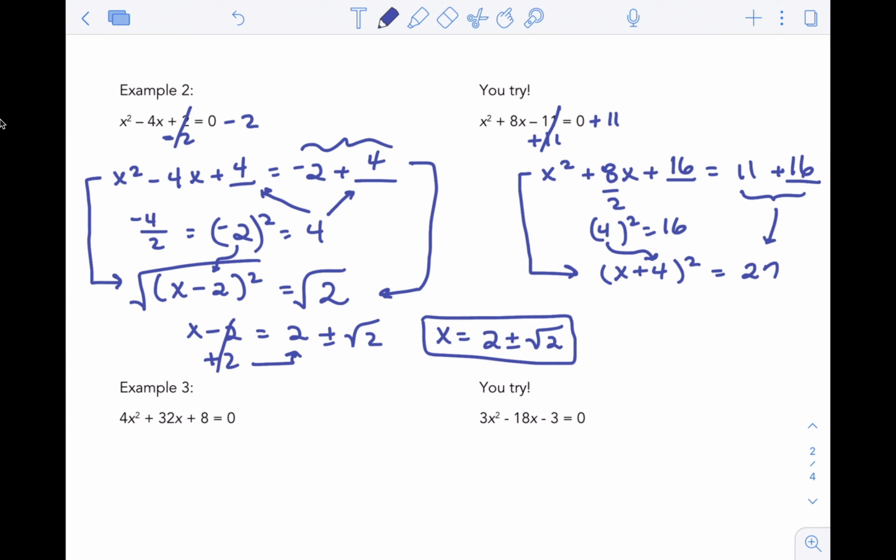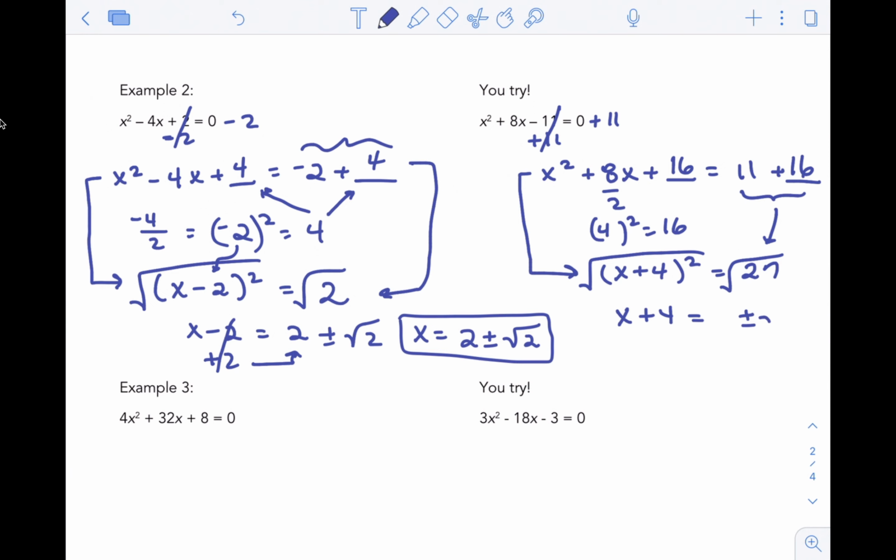We finish it by taking our square roots. I'm going to move that over a little bit. So I'm also going to get rid of this little, there you go. Force the square root. The square root and the square cancel, leaving you with x plus 4 equals plus or minus the square root of 27. Remember that can reduce. 27 is 9 times 3. So that would be plus or minus 3 root 3.